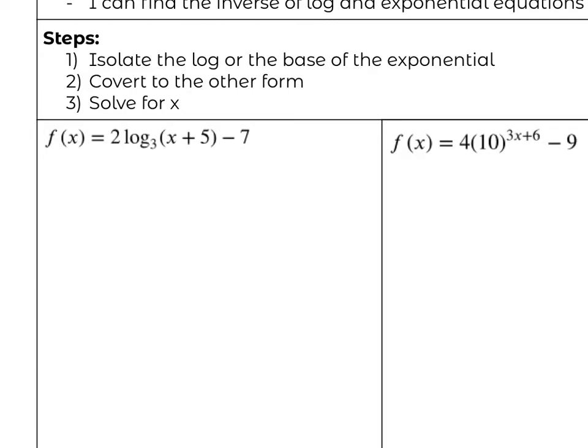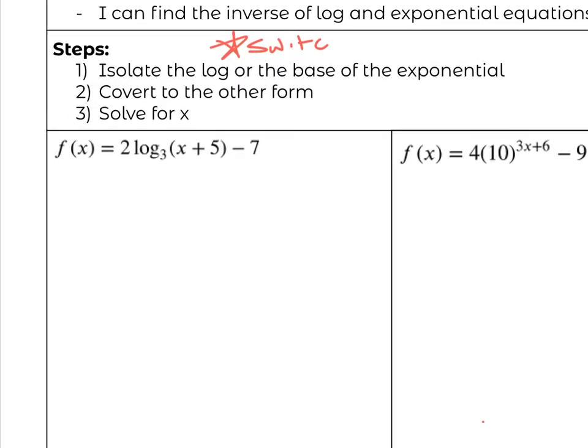The basic idea of finding inverses of logs and exponentials is exactly the same as what we've done before. What we're going to do is isolate our log or base of the exponential, convert to the other form, and solve for x. Of course, our very first step for finding inverse is switch x and y. So let's do that first. So I get x and y, copy down everything else.